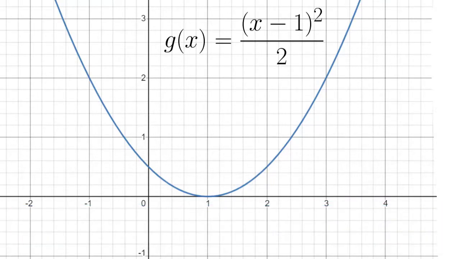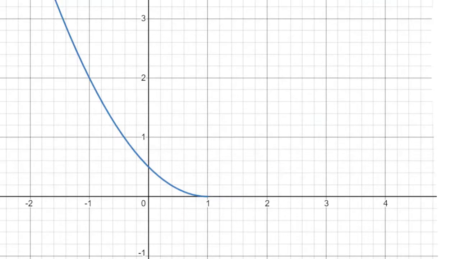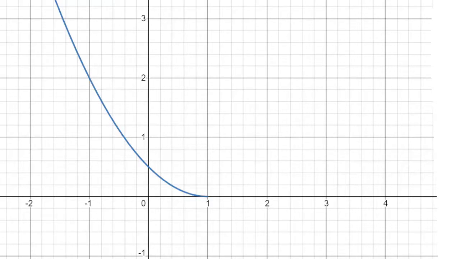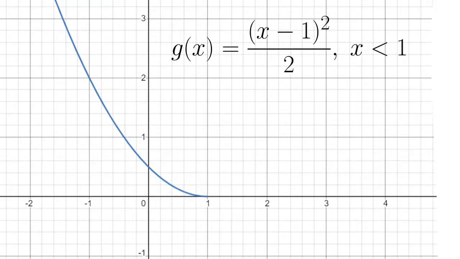Well, there's something we can do to rectify this situation. If we're willing to adjust our original function g, we can get an inverse. So suppose we did the following. Suppose I just looked at the left-hand side of the parabola that we saw here. So what I've done is I've taken the function g, but I've restricted its domain to only values of x less than 1. Well, now we don't have a problem.